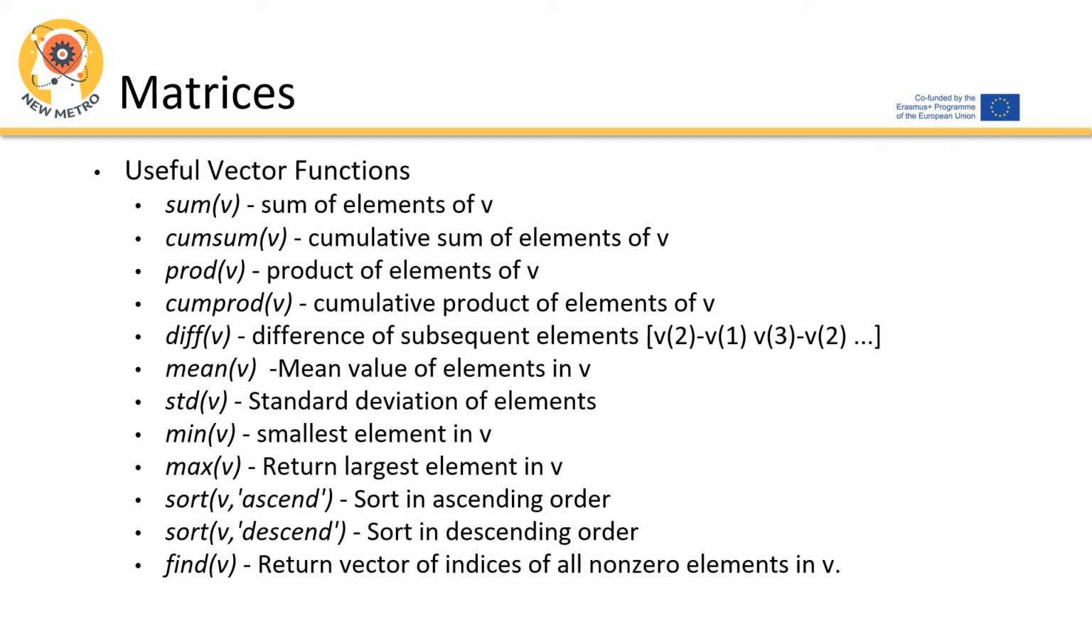Mean of v is the mean value of elements in v. std of v is the standard deviation of elements. Min of v is the smallest element in v. Max of v returns the largest element in v. sort(v, 'ascend') sorts in ascending order. sort(v, 'descend') sorts in descending order. And find of v returns a vector of indices of all non-zero elements in v.